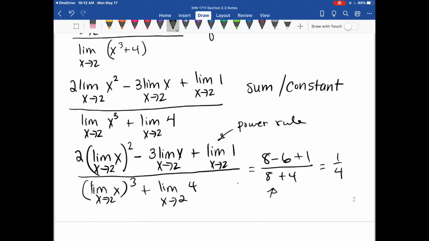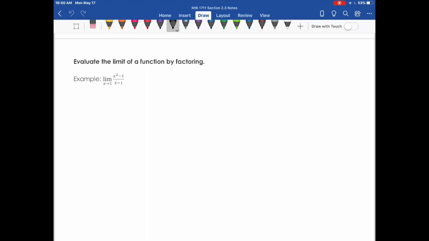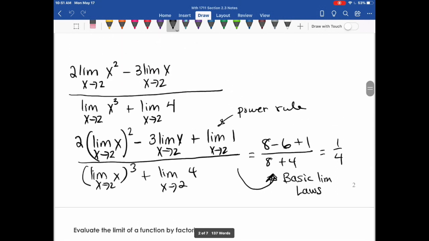So from this step to this step, I just use the basic limit laws. The first two that we had up at the top. You want to break everything down to those two rules. So as we have seen previously, to evaluate the limit of a polynomial is fairly simple. Let's look back up here.